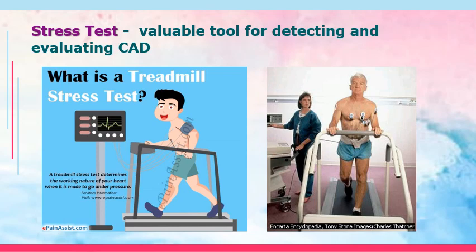Now let's talk about stress test. Your stress test is a tool used for detecting and evaluation of your CAD. So it's referred to as a treadmill stress test, because what you do is you ask your patient to walk there. Well, the speed here of the treadmill is being increased until your patient is no longer able to tolerate it. If you can notice, your patient is attached to electrodes because it is being monitored what will be the effect of stress, quote unquote, to your patient's cardiac rhythm. Also, your patient will be on continuous BP monitoring.